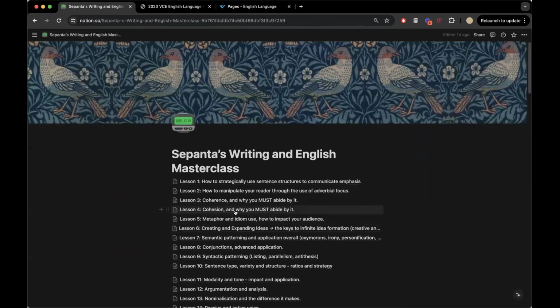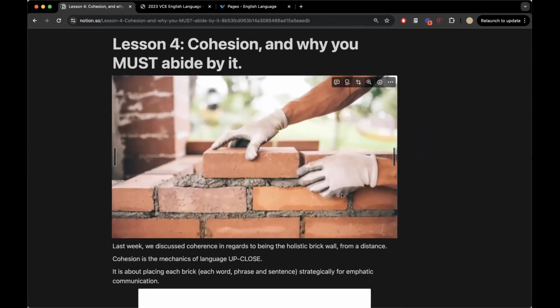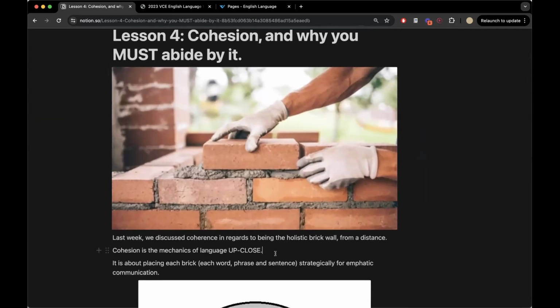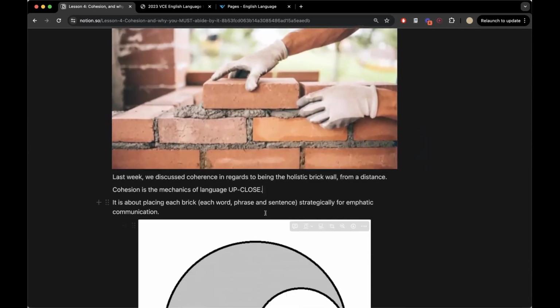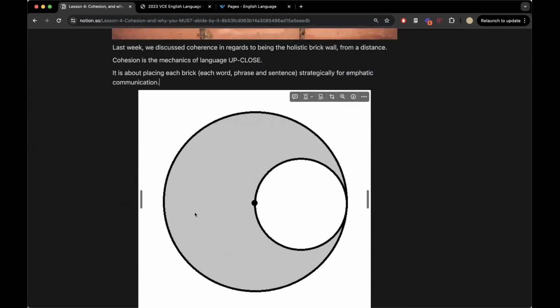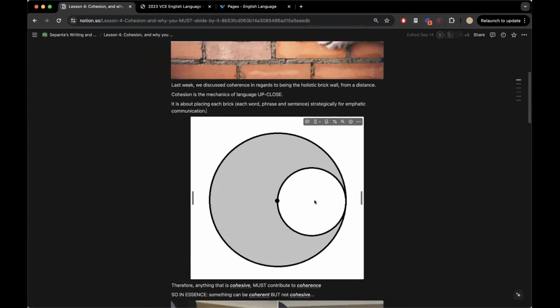Now, when we think about cohesion, it's about the glue between the bricks. So cohesion is the mechanics of language up close. You zoom in, right? Each word, each phrase, each sentence, each brick, strategically for emphatic communication, for example. So anything that's cohesive has to contribute to coherence. It makes things more understandable.